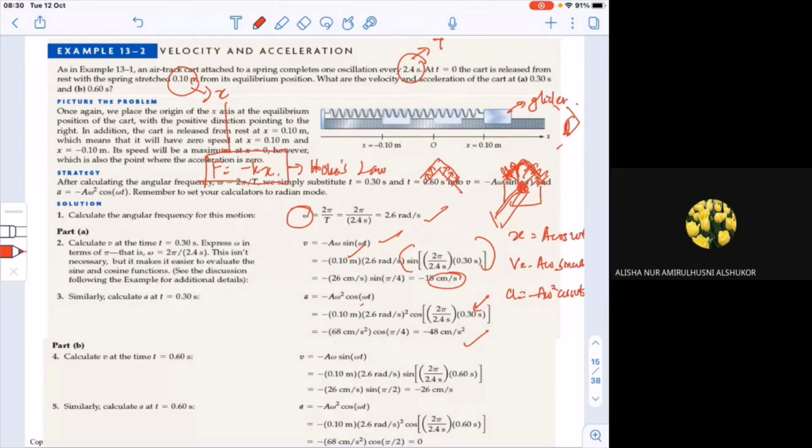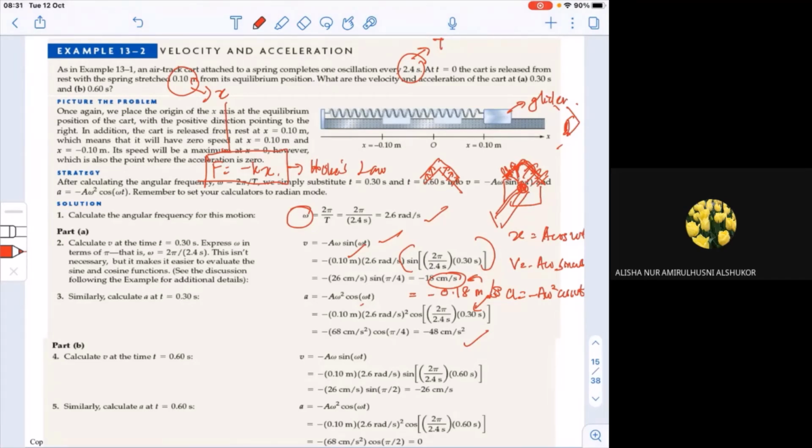Maybe the answer is actually negative 0.18 meter per second. They replace back the 0.1 to get 18 centimeter per second, because they want a real number, they don't want the decimal number, but it doesn't matter. If you tend to get negative 0.18 meter per second, just leave it as negative 0.18 meter per second. Don't try to convert it to centimeter per second. And the acceleration is negative 48 centimeter per second squared. Remember to use radian mode.